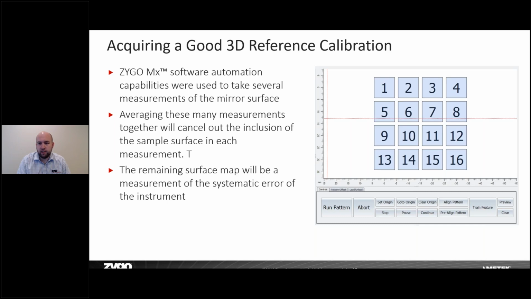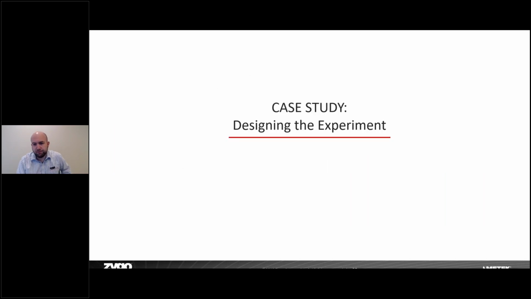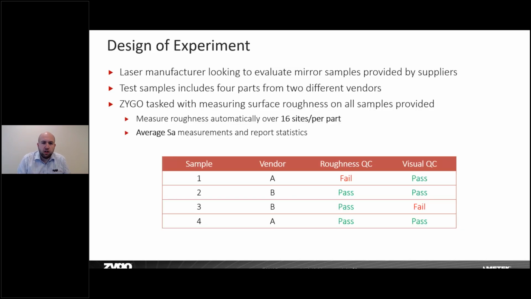So now let's get into the actual case study itself. We were provided with 4 sets of samples. 2 of the samples came from the original vendor, and then 2 were from a prospective vendor. So for vendor A, sample 1 failed the roughness QC, as well as the laser power output check. But it did pass a visual inspection.